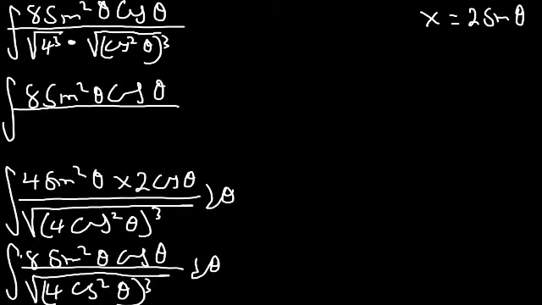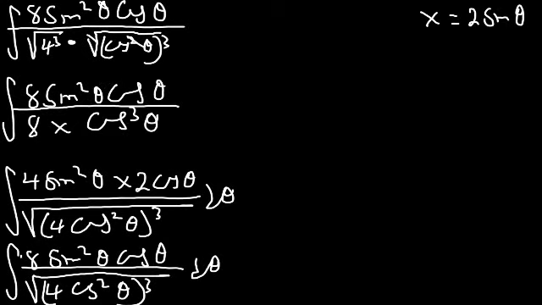That will eventually be 8, because 4 raised to the power of 3 is simply 64, and the square root of 64 is simply 8. So this will be multiplying. Now, the square root of cosine squared theta, all raised to the power of 3, will result in cosine cubed theta, because the square will cancel the square root and we're left with cosine cubed theta.